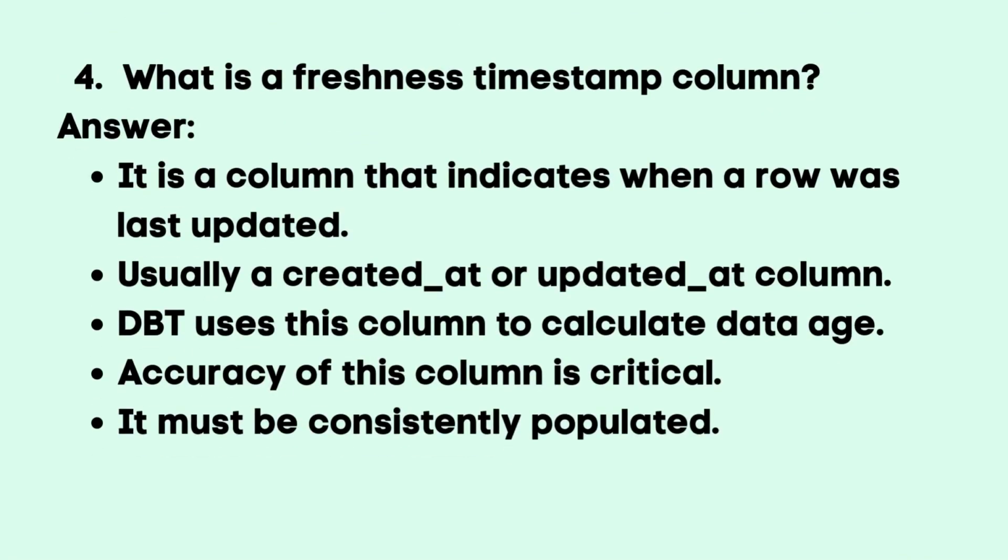What is a freshness timestamp column? Answer. It is a column that indicates when a row was last updated. Usually a created_at or updated_at column. DBT uses this column to calculate data age. Accuracy of this column is critical. It must be consistently populated.